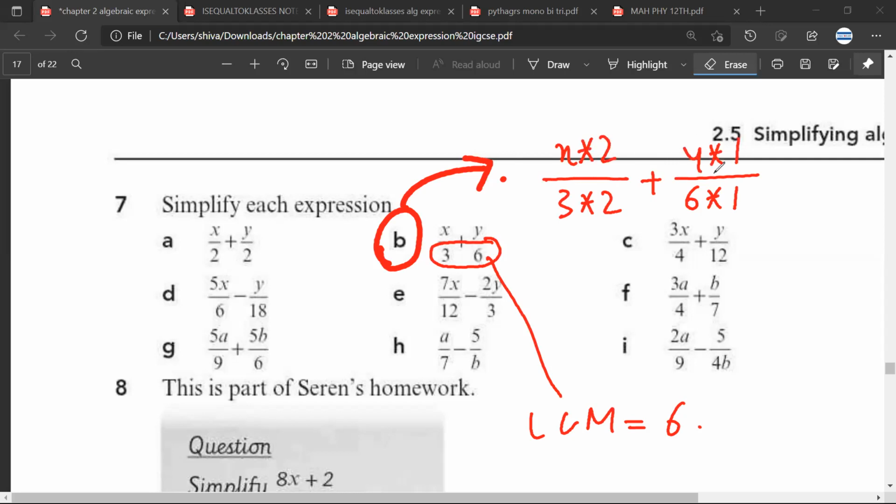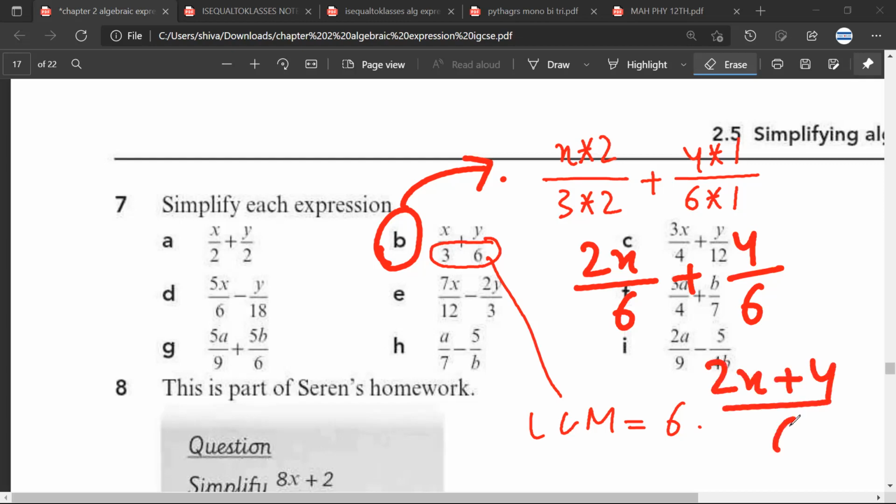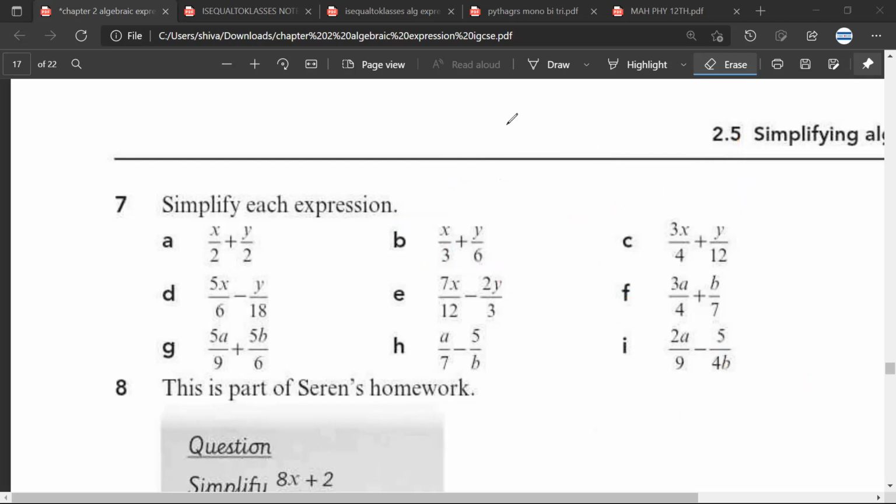Satya, have you understood? Yes, sir. So this will be equal to 2x upon 6, this will be y upon 6. Satya, have you understood? Yes. So the answer would be... Ariman, is it correct? Yes, sir. Mr. Sarthak, is it correct? Yes, sir. Okay. Ariman, how should I do C part?